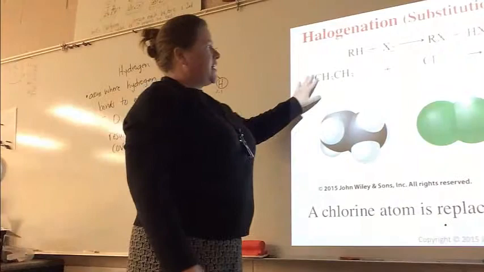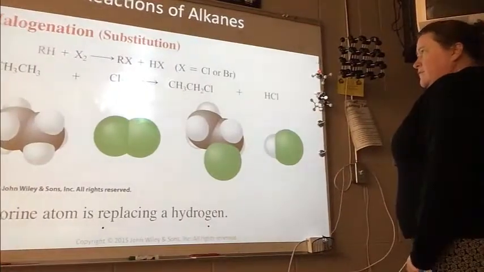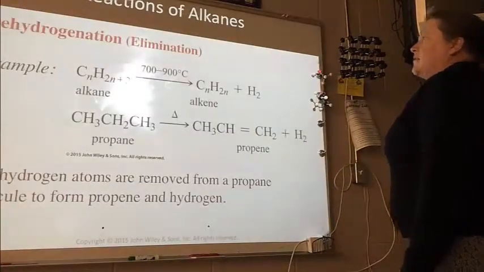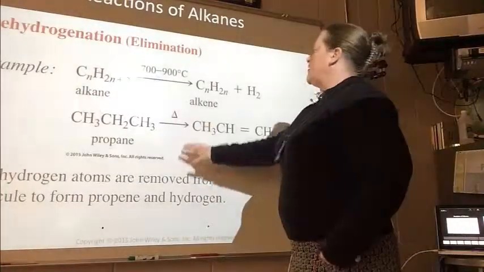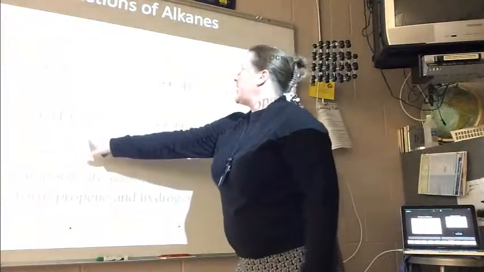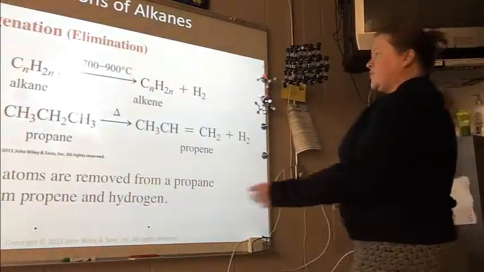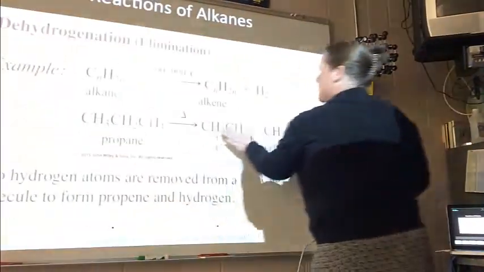So with this halogenation, again, it's a substitution reaction. The chlorine is substituting with the hydrogens. Dehydrogenation is occurring where you have hydrogens being taken off of this molecule, and here you have fewer hydrogens. So turning an alkane into an alkene.